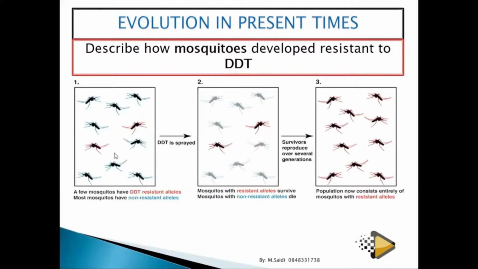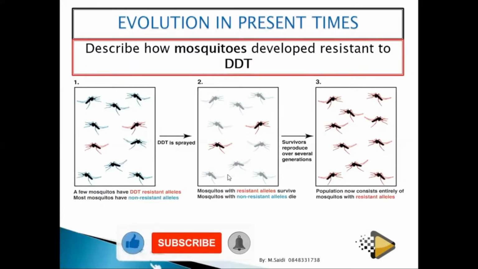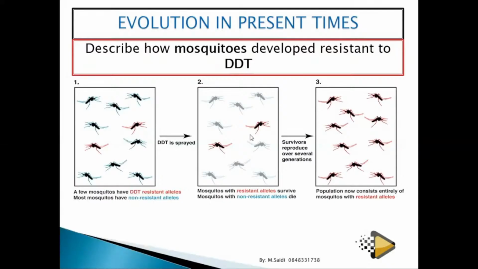So now we have these mosquitoes. You have this kind, this kind, this kind. So what happens when you apply the first application of DDT? You see that all these ones die. Only this and this have survived. So it means that there is variation among the species of mosquitoes.